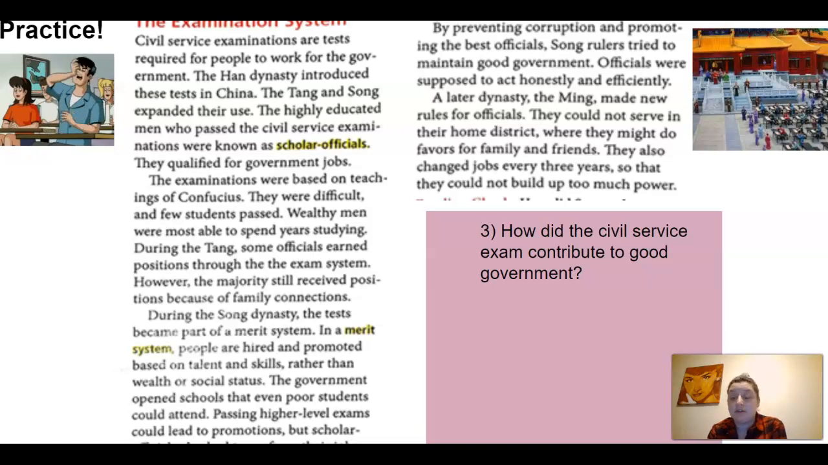They could not serve in their home district, where they might do favors for family and friends. Makes sense. They also changed jobs every 3 years so they could not build up too much power. That sounds familiar. What does that sound like in U.S. government? Yeah, terms, right? Like a president can only serve 2 terms of 4 years, that type of thing. They're doing that over here in China so that these officials don't get too powerful.